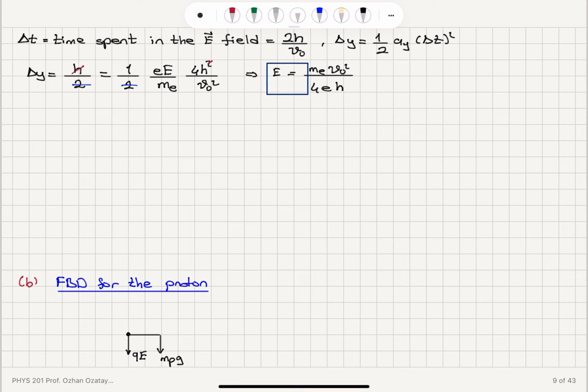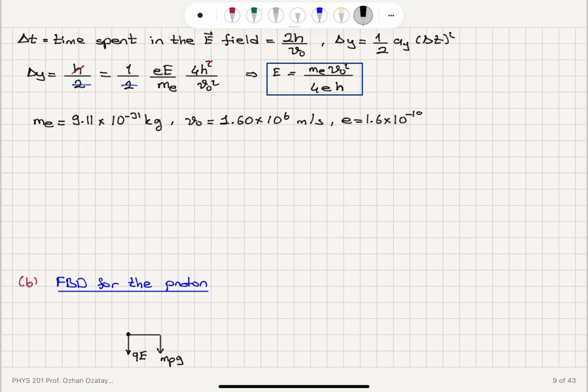So that's going to be the answer if I substitute the numbers. Now, what is the mass of an electron? The mass of the electron is 9.11 × 10^-31 kilograms. That's the rest mass of the electron. The speed with which it enters the field is 1.60 × 10^6 meters per second. The electron charge is 1.6 × 10^-19 coulombs, and h, the distance between the plates, is 1 centimeter, 1 × 10^-2 meters.